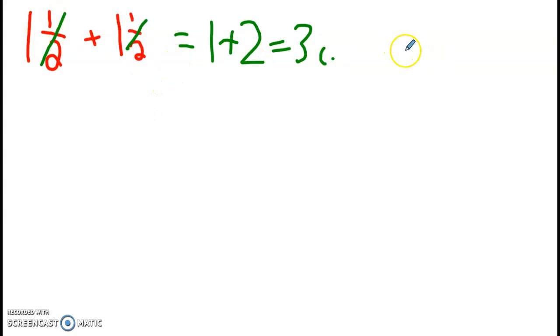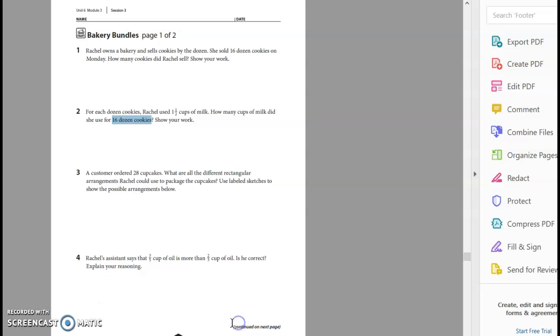Now, you have 16 to do. So, you can figure out a way to maybe condense your work, or maybe you want to write off 1.5 16 times. But if you can make any halves wholes, that might be easier for you. Okay? So that is for number 2.